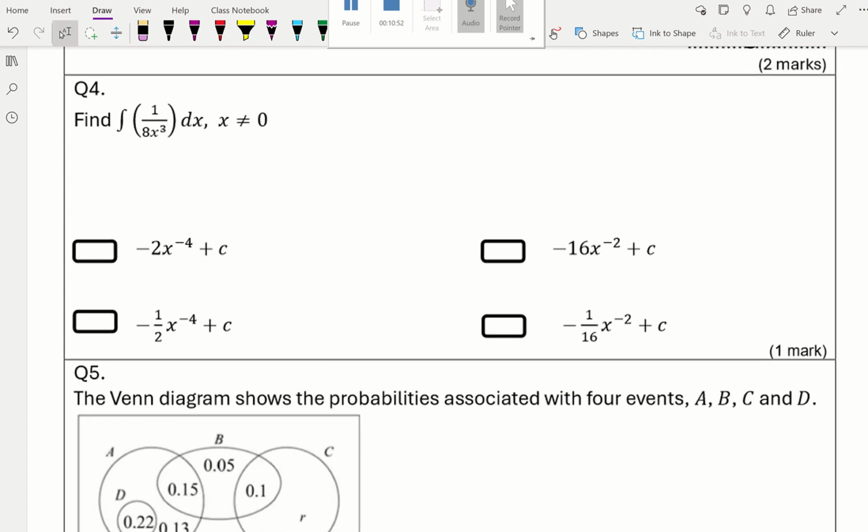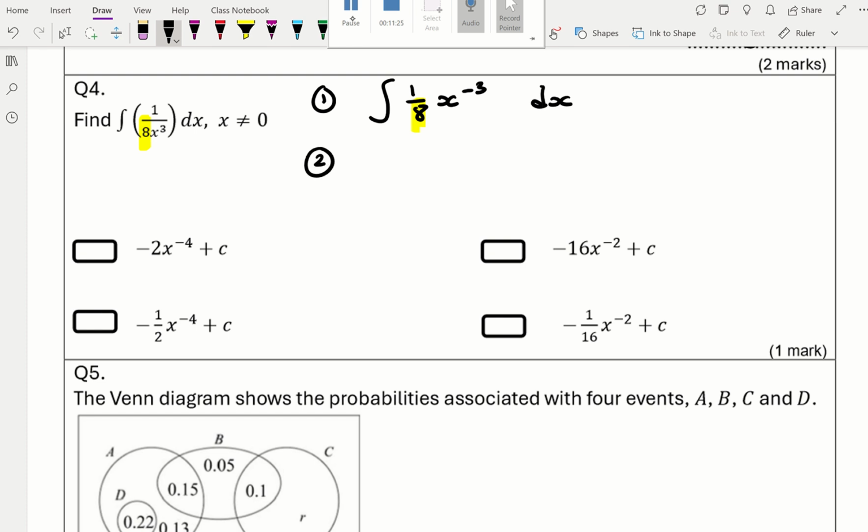And question 4. Integrate 1 over 8x cubed in terms of x. Now you cannot integrate a fraction, so the first thing you do is you write it as a negative power. So this is 1 over 8. See, 8 is in the denominator, it stays in the denominator. And this is x to the power of negative 3 dx. Don't start integrating, make sure you do things one step at a time.